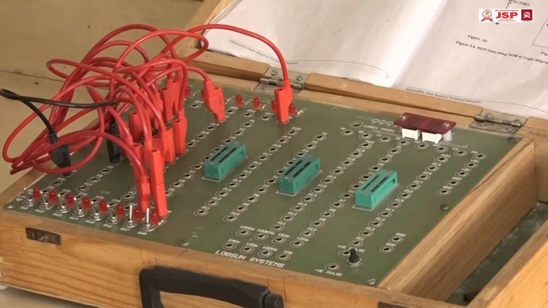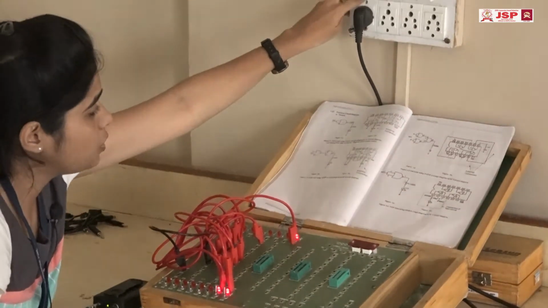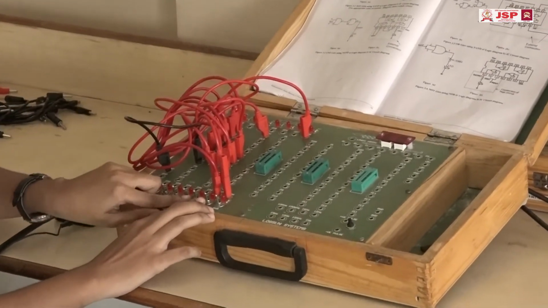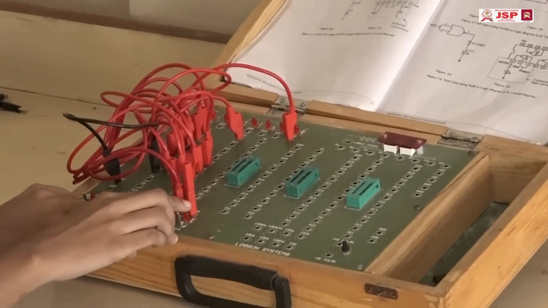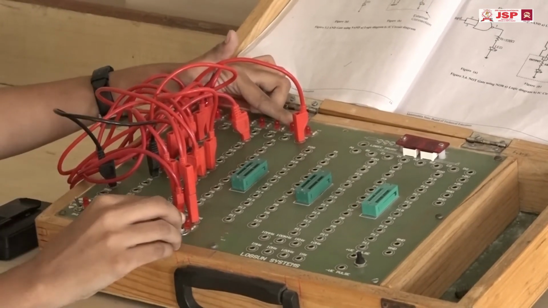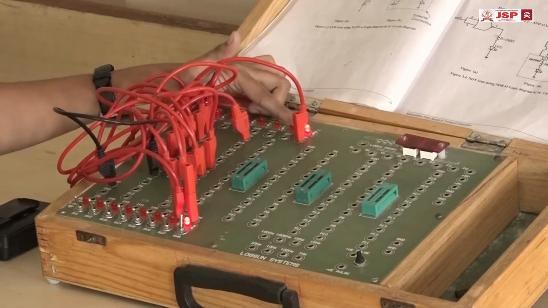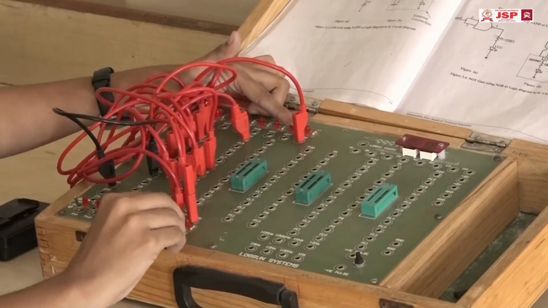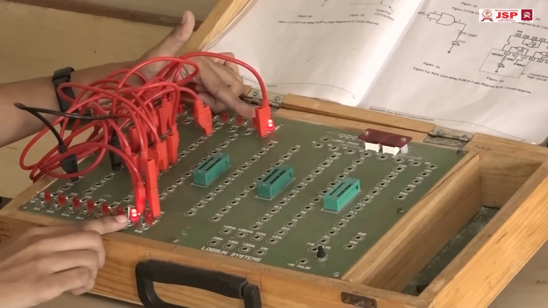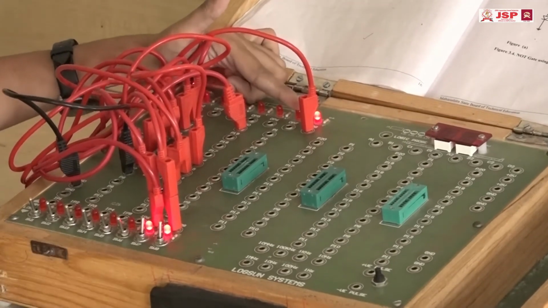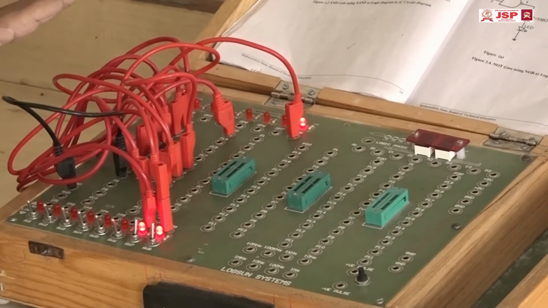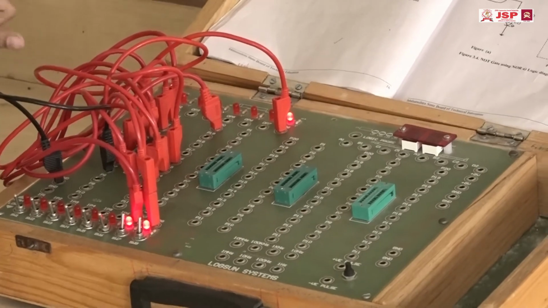So we can observe the truth table of the OR gate. Switch on the power supply. Then we can see the output over here. First we give the input as 0 0. When the input is 0 0, the output is also 0. When the input is 0 1, the output is coming 1. When the input is 1 0, the output is again 1. And the last, when the input is 1 1, the output is 1. So here, by using NAND gate, we have designed the OR gate. We have verified the OR gate truth table.